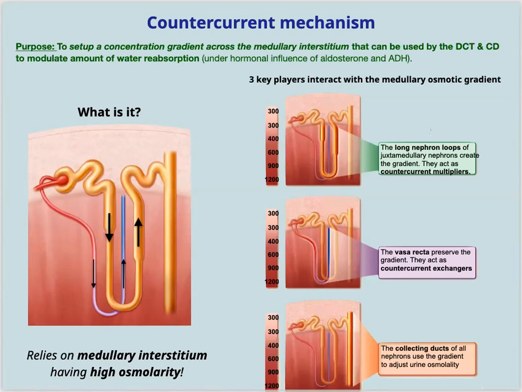So to summarize, the long loop of Henle of the juxtamedullary nephrons and vasa recta will work together to establish and to maintain an osmotic gradient within the renal medullary interstitium. In other words, these two structures work to set up and to maintain that salty environment within the medullary interstitium. And then the collecting duct utilizes that gradient to adjust the urine to its final volume and final osmolality.